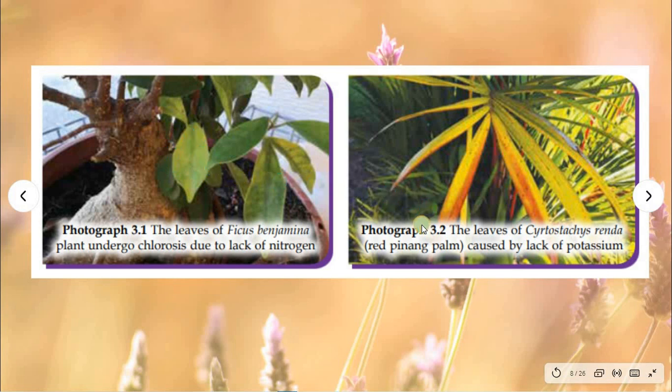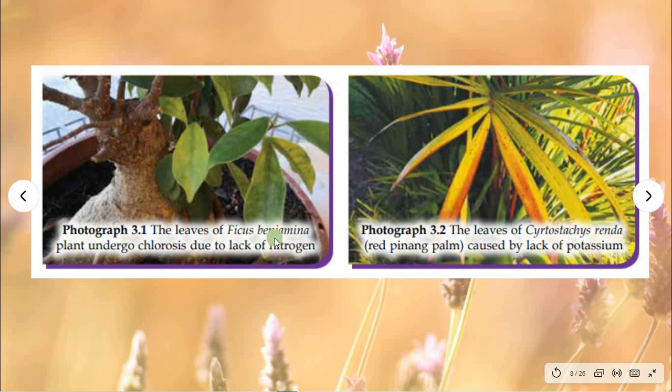And here photograph 3.2, the leaf of the Christosis renda, red pinang palm, caused by lack of potassium. So what happened to the leaf? The edge of the leaf becomes yellowish in color because of the lack of potassium. These are examples of the chlorosis.